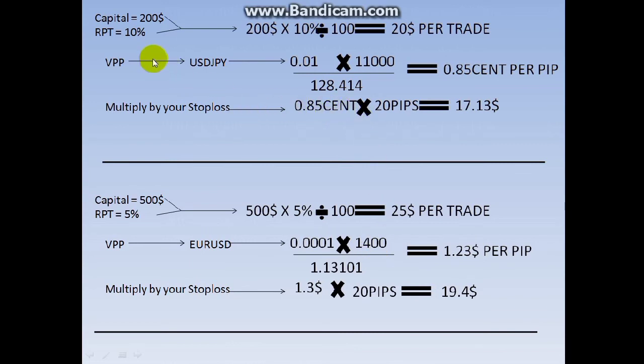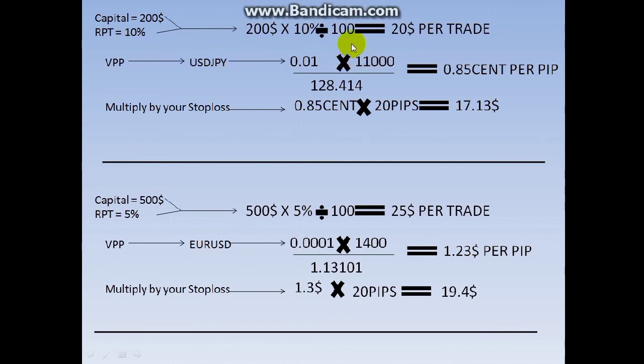In our second example, on USD JPY, we see it right here. We have a $200 capital, risk per trade is 10%, right? So $200 times 10 divided by 100 will give us $20 per trade. Remember our decimal point for yen pairs is two decimal places, right? So we have 0.01 times our lot size, which is 0.11. For 0.11, we have one representing the mini lot size and the other one representing the micro lot size.